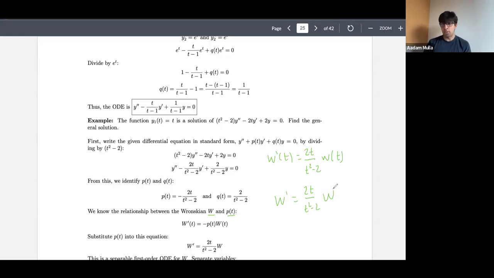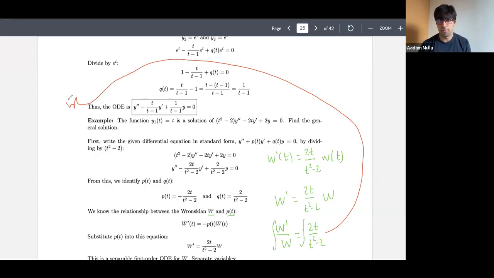We can bring all the w's to one side and dw in a sense. But honestly, we can just bring w over to one side. w prime over w equals 2t over t squared minus 2, right? And then we can integrate both sides, correct? And if we integrate both sides, I'm going to write it here.